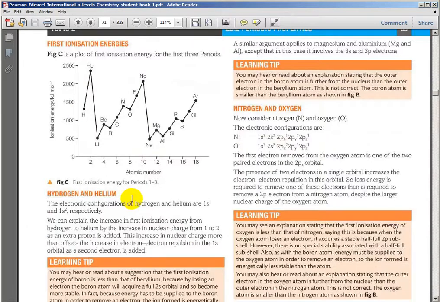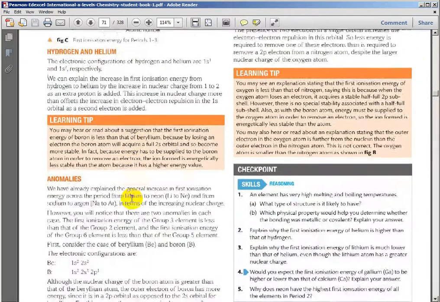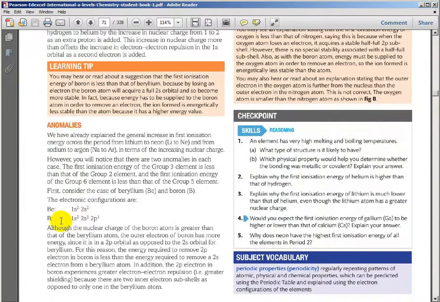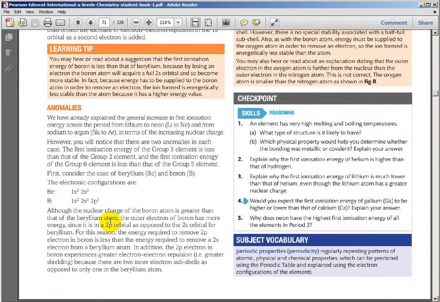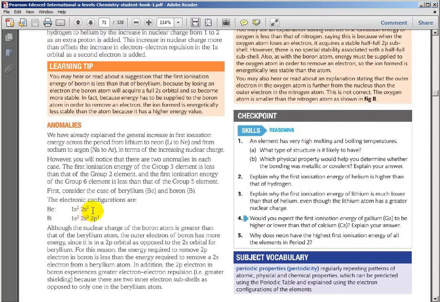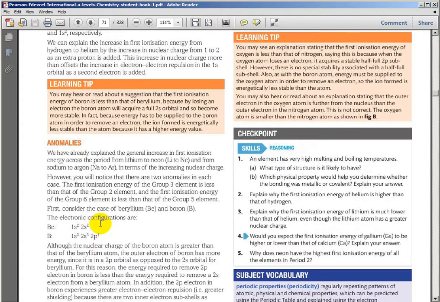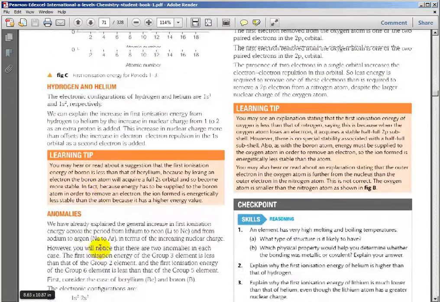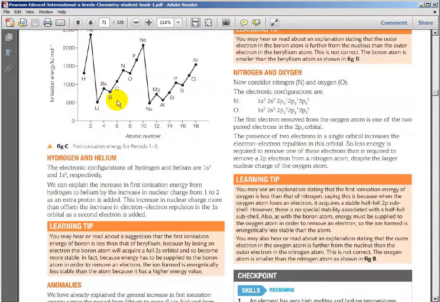Beryllium and boron: look, this is anomalous. Beryllium has 4 electrons, 1s2 2s2. Boron is 1s2 2s2 2p1. Here the 2s orbital is fully filled, and we know fully filled is more stable. More stable means a lot of energy is required to remove electrons, so beryllium has more ionization energy than boron.